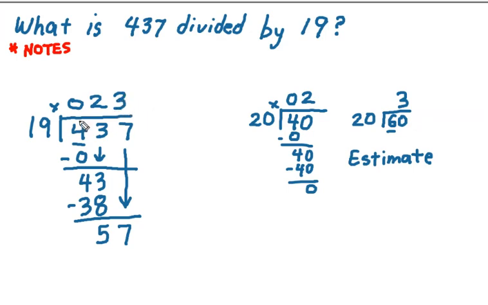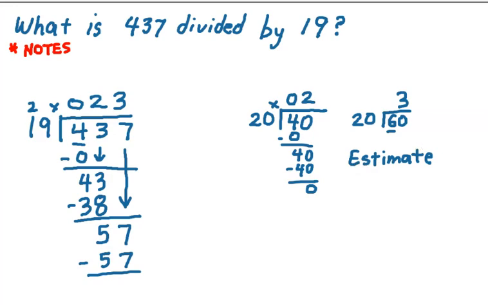So we get the 9 times the 3 is 27. Carry the 2. Then we get a 3 times 1 is 3, plus the 2 is 5, so 57. And now we can subtract.